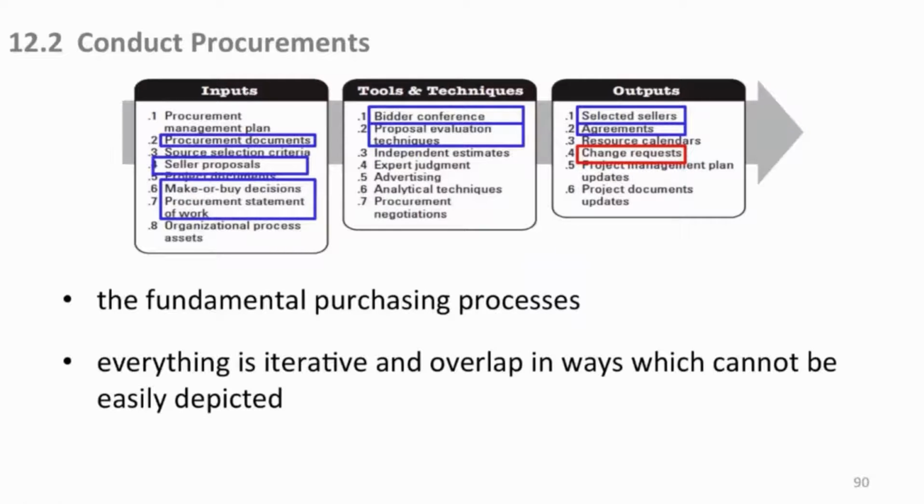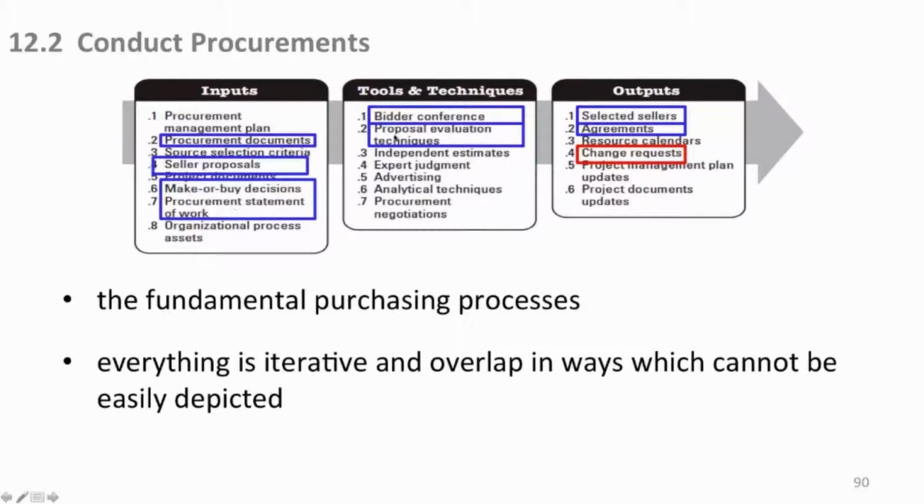So we saw this before earlier. We'll just run over it again. Procurement documents, you get sellers' proposals come in, make-buy decisions, procurement statement of work, and this is a multi-purpose activity. 12.2 is kind of obvious here. You're not going to get sellers' proposals in until you do your make-buy decision, and then you come up with your procurement statement of work.